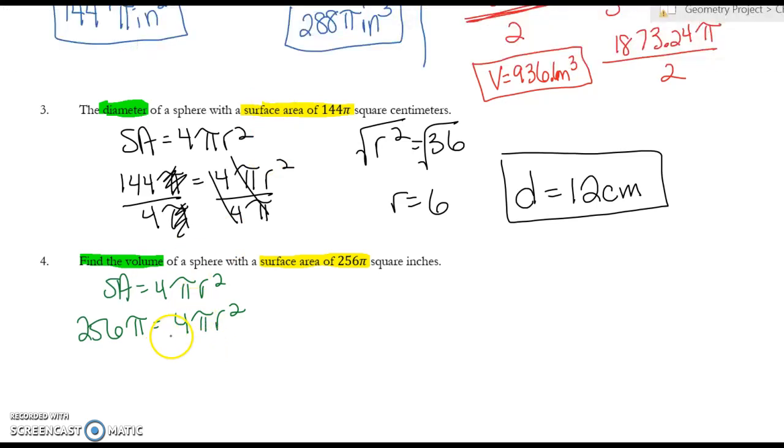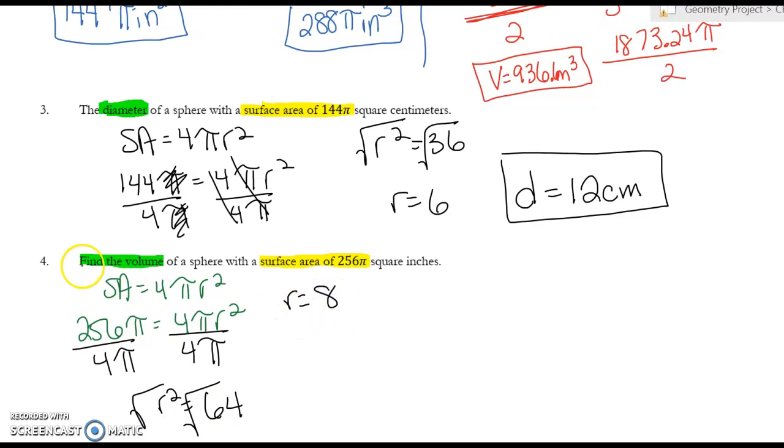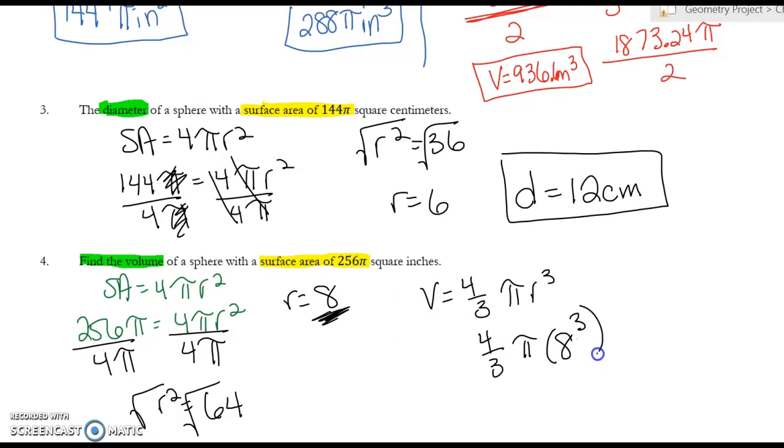Okay, so I plugged in my numbers, and now I'm going to divide by 4 pi. And when I do that, I get r squared is equal to 64. And so to get rid of a square, I square root, so r is 8. And so now I'm going to find the volume, which is 4/3 pi r cubed. So it's going to be 4/3 pi times my radius, which I found right here, was 8 cubed.